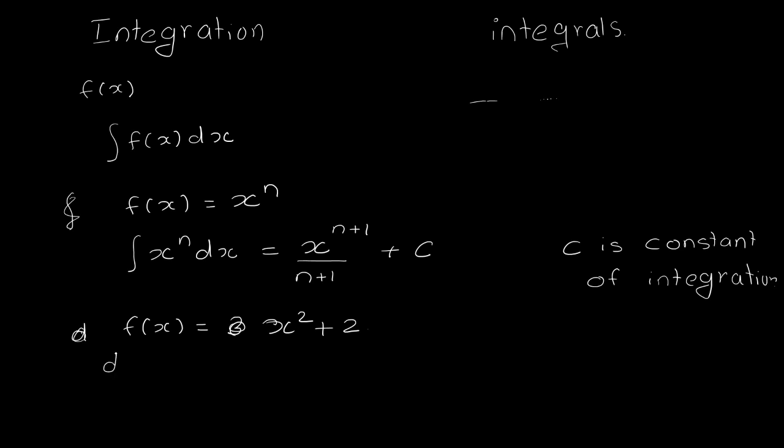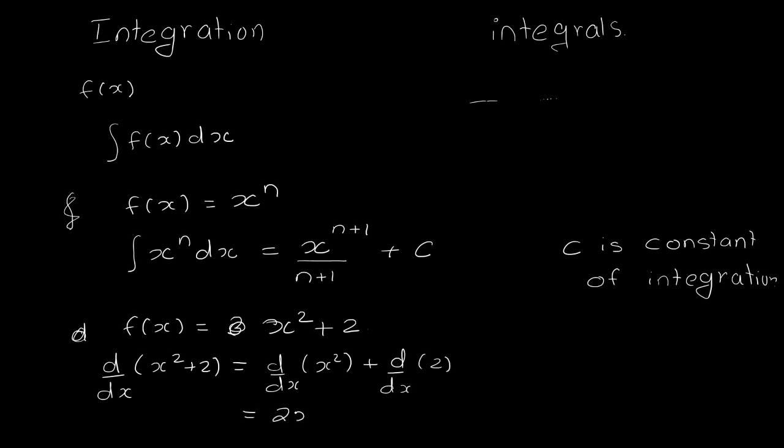Then if you differentiate this, d by dx of x square plus 2 will give me what? d by dx of x square plus d by dx of 2. That is 2x plus the derivative of 2, which is 0. So the final answer is 2x. Now what I will do is find the integral of this 2x.